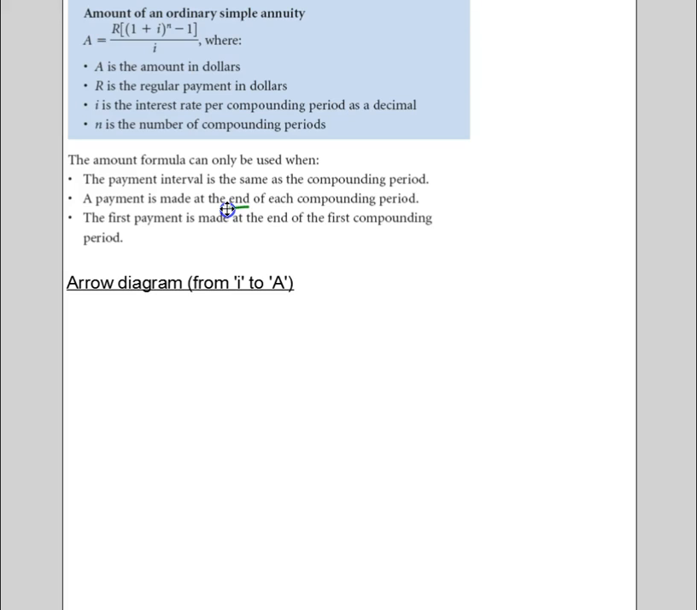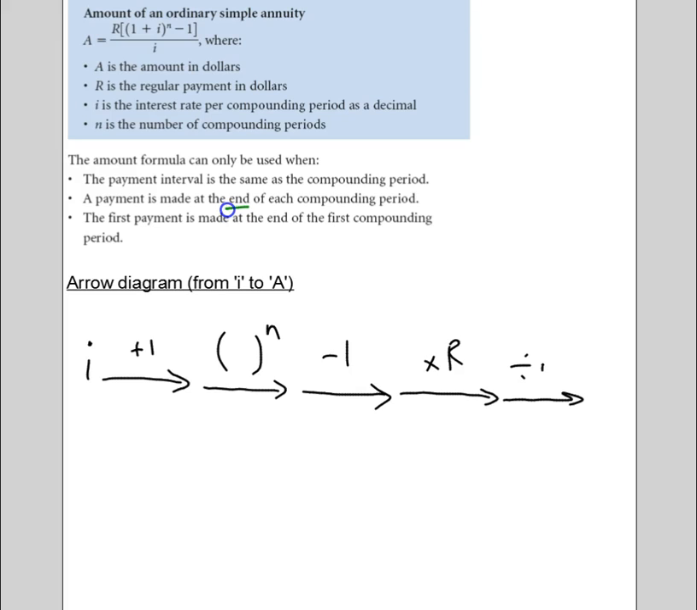When we use this formula, of course, there's a lot of operations involved. So if I was to show a simple arrow diagram starting with the term interest rate, what would we be doing to that? Well, working from the inside, brackets out, first thing we have to do is add 1. After that, we're going to take that result, raise it to the exponent n. Then we're going to subtract 1. That completes the square brackets. Finally, we're going to multiply by R and divide by I again. And the result will be the future value.